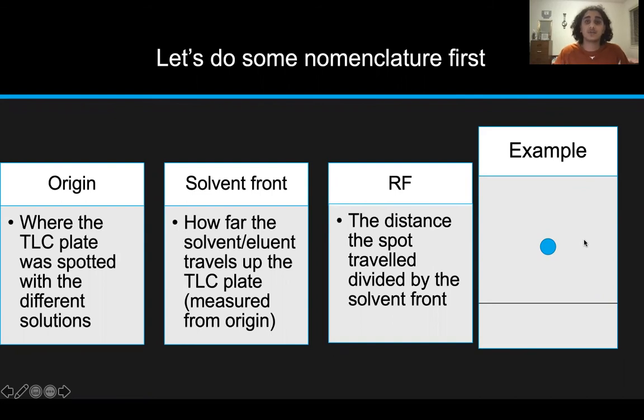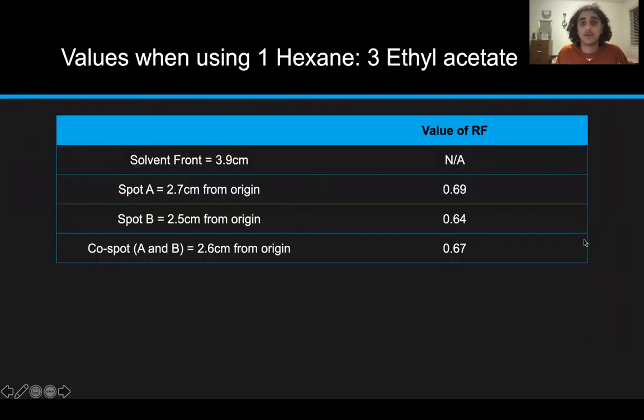And so how did our values look when we had an eluent of 1 part hexane, 3 parts ethyl acetate? Well, our solvent front traveled 3.9 centimeters. Our spot A traveled 2.7 centimeters, which gives an RF value of 0.69. Spot B traveled 2.5 centimeters, which gives an RF value of 0.64. And our co-spot was just a mix of both spots together, A and B, and traveled right in the middle at 2.6 centimeters, which gives us an RF value of 0.67.